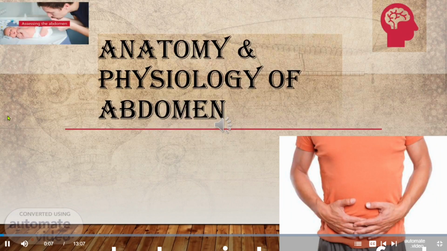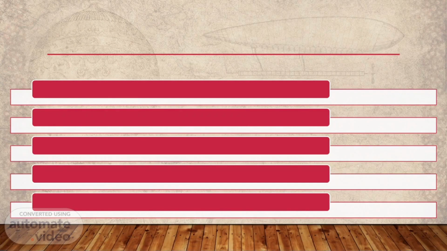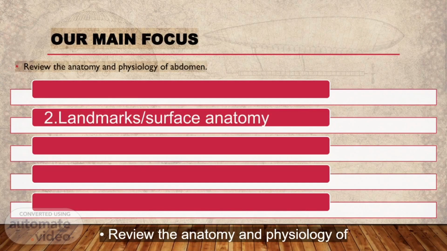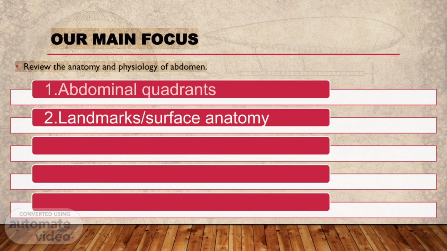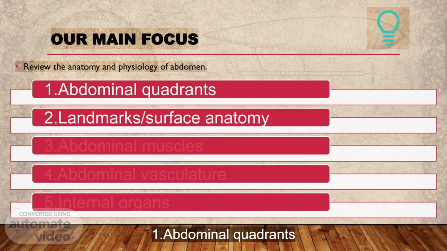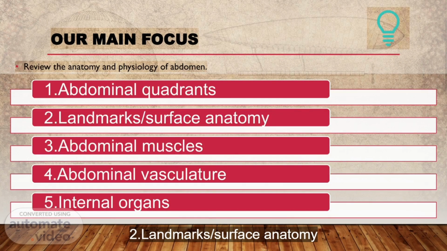Anatomy and physiology of abdomen. Our main focus: review the anatomy and physiology of abdomen. 1. Abdominal quadrants. 2. Landmarks, surface anatomy. 3. Abdominal muscles. 4. Abdominal vasculature. 5. Internal organs.